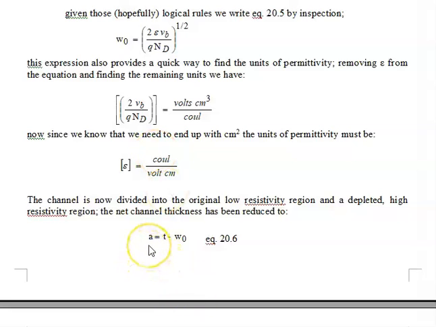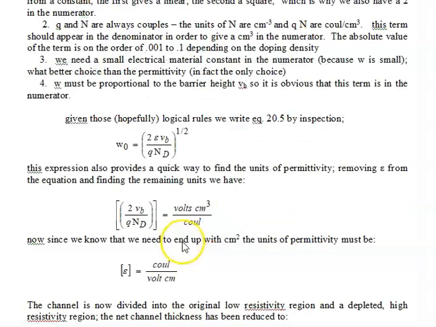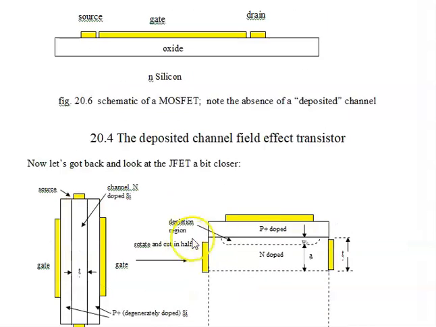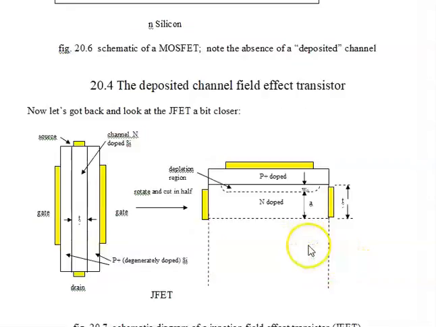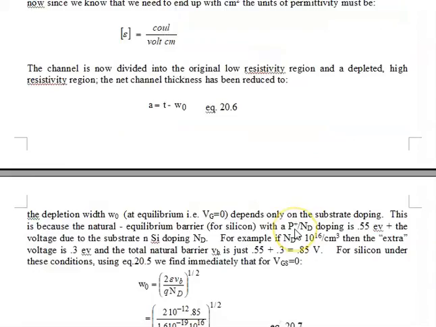The actual part of the channel which will be conductive is equal to the channel of the deposited thickness T minus W0. This is in equilibrium because this is a depletion region width at equilibrium. And that is basically shown right here. So A is equal to T minus W0.